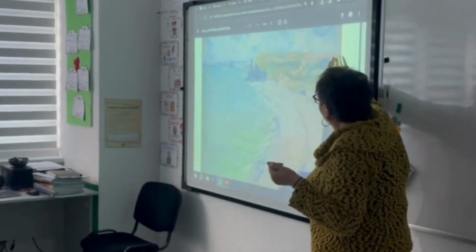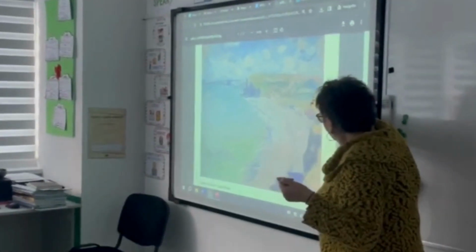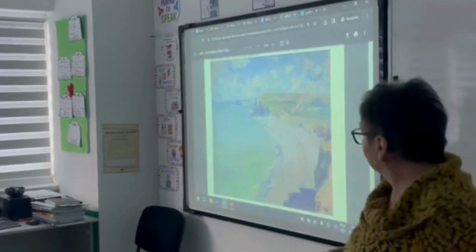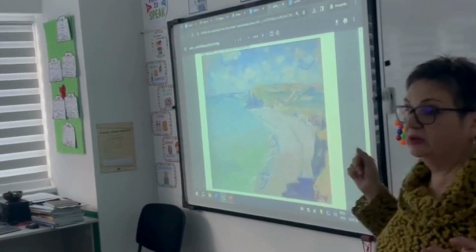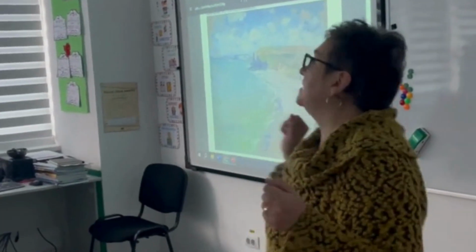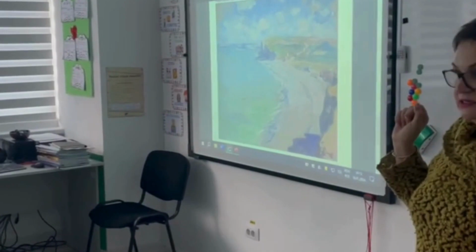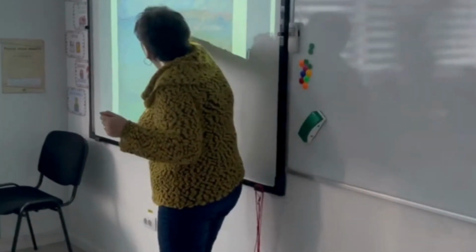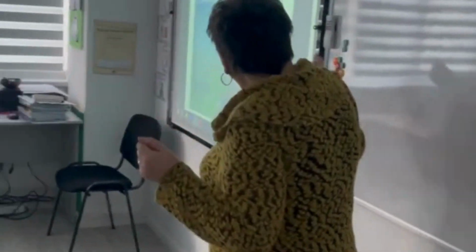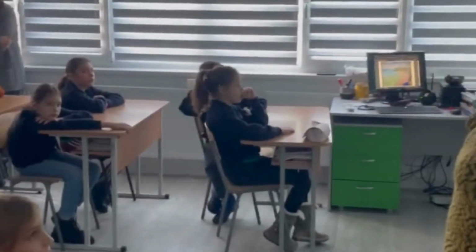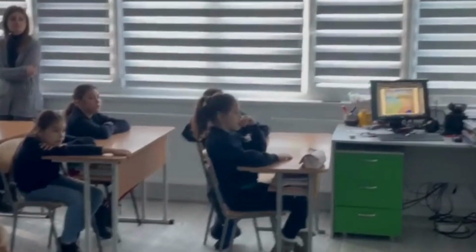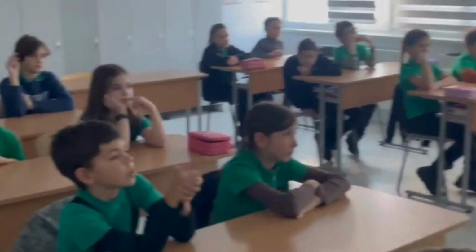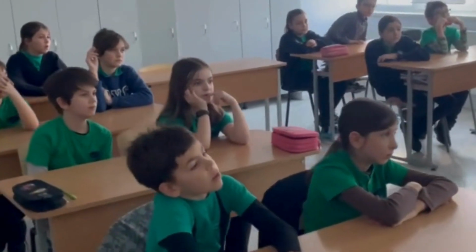Well, this is Claude Monet, who is very famous, a very famous French artist. Claude Monet with a what? A beach, yes. And hills and cliffs. These are called cliffs. Okay. And sand. Yes. And the sea, of course. And a village. A village. Yes.